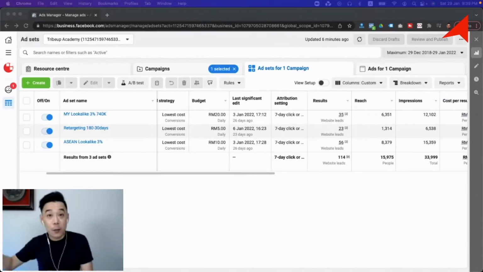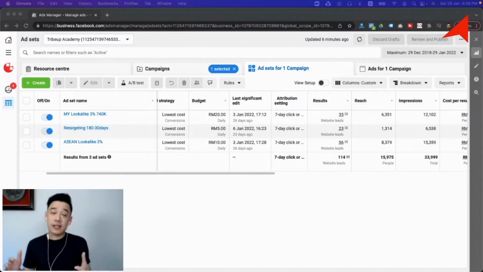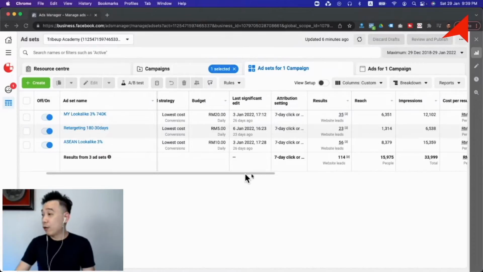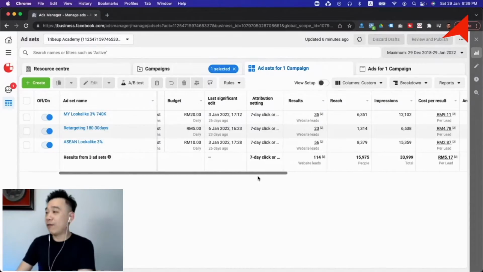Now, this is the Facebook Ads Manager. When you have your campaign running, then this is where you'll be looking at a lot of numbers coming in, right? So this is where we will actually take a look at all the numbers that are available on the surface and how we can actually make sense of them. So first things first, let's ignore the strategy and budget. I believe this is quite self-explanatory.